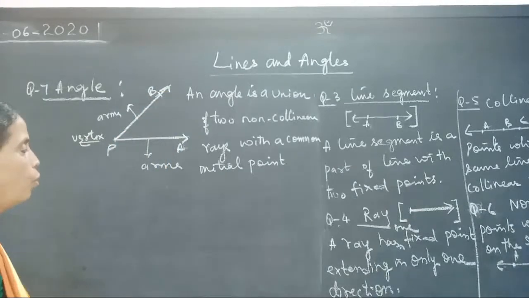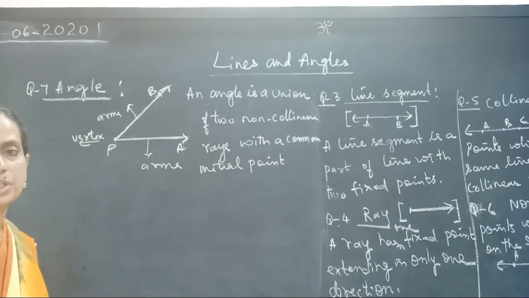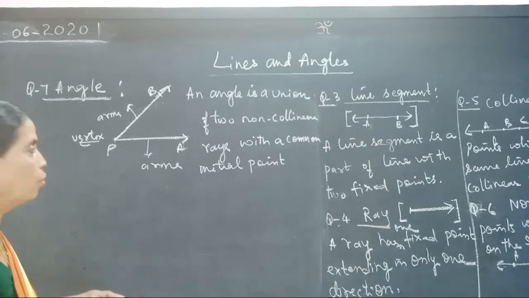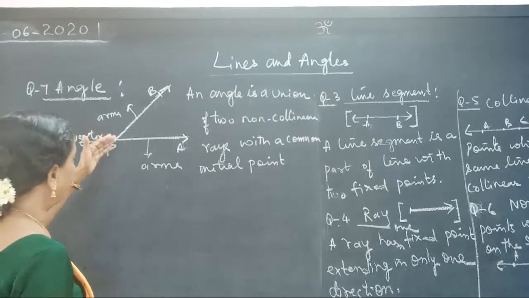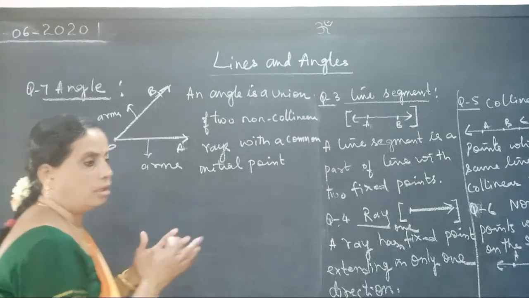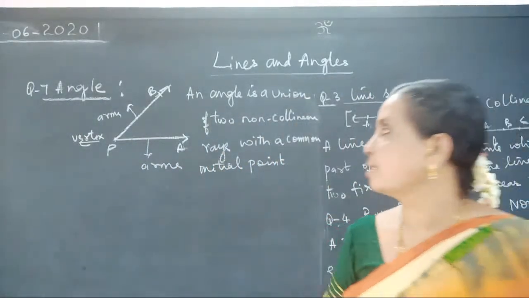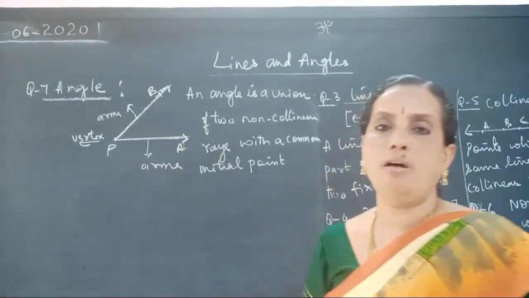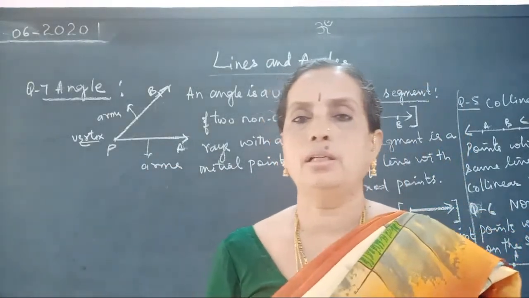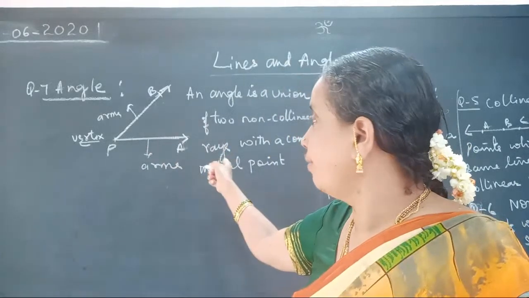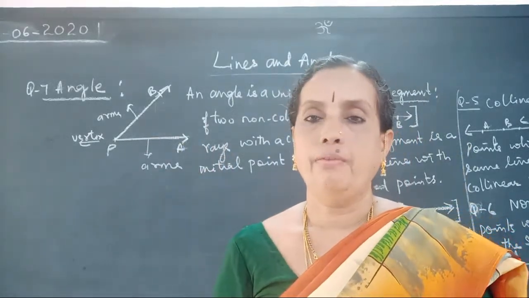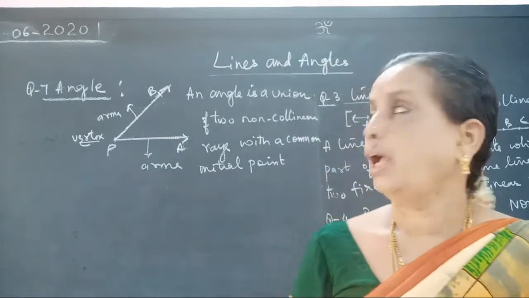They are the non-collinear rays. They won't meet. They are different. Non-collinear means they are not common, uncommon. The uncommon rays we consider as arms of an angle. So get the definition along with the figure with the heading angle.